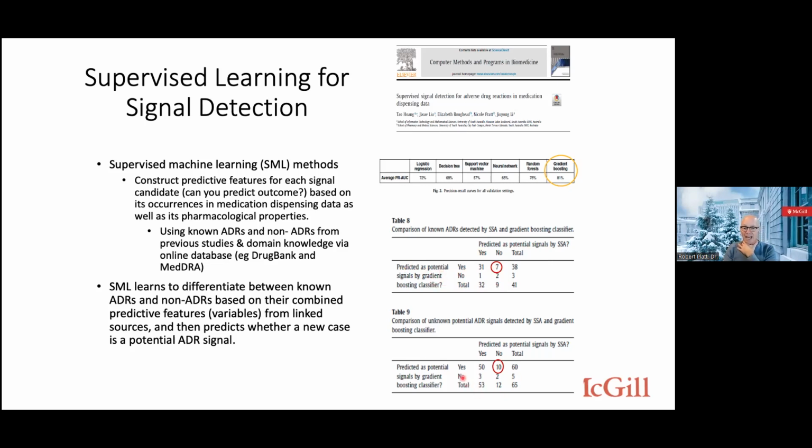When we look at the unknown potential associations, we see a similar pattern. It looks like the gradient boosting is finding more potential associations than the standard method. And then, of course, that needs verification and is just preliminary work, but it's an indication that you can use these prediction methods to explore data and look for potential associations.